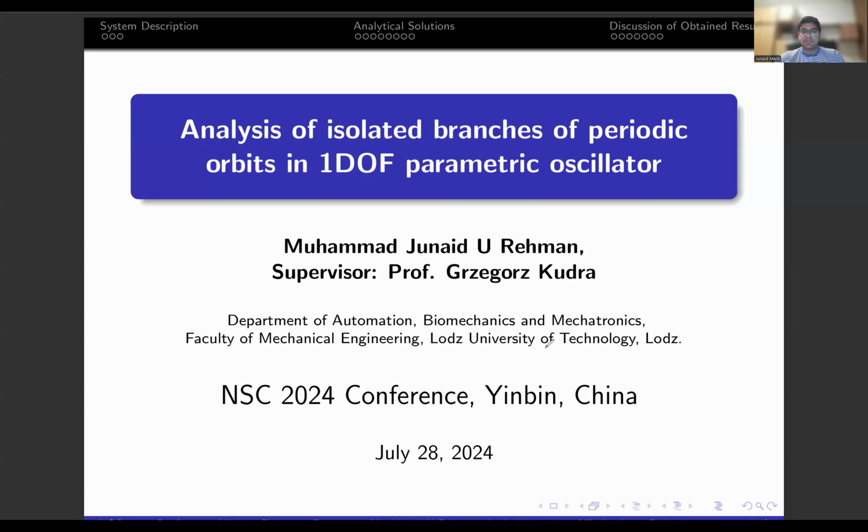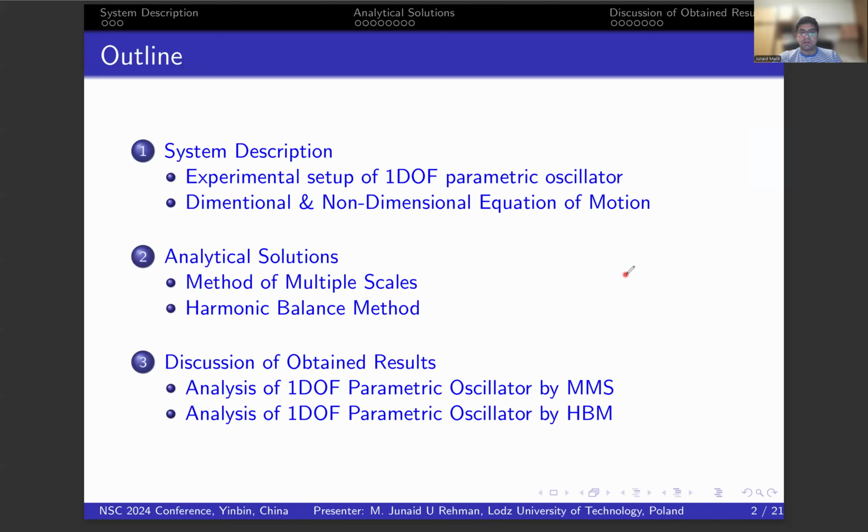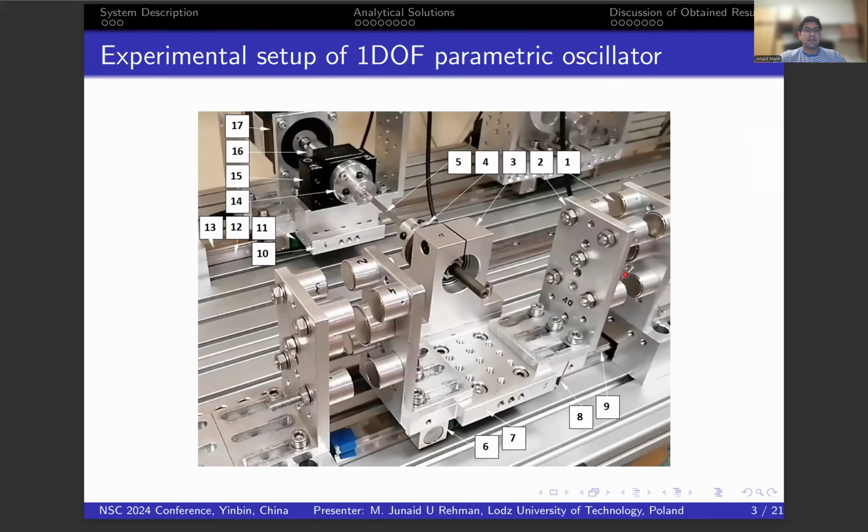Today, my presentation topic is analysis of isolated branches of periodic orbits in a 1 degree of freedom parametric oscillator. Here is the outline of my presentation: systems description, analytical solutions, and at the last, discussion of obtained results.